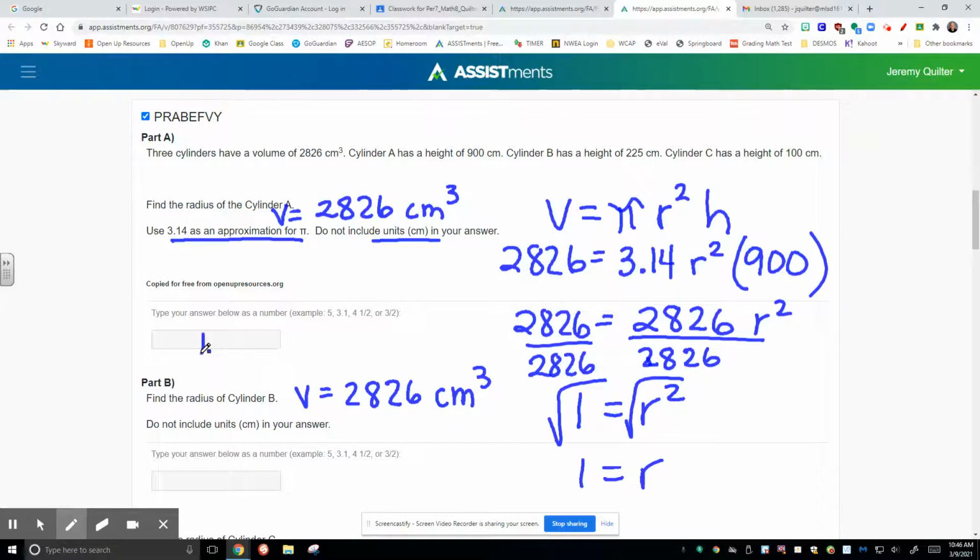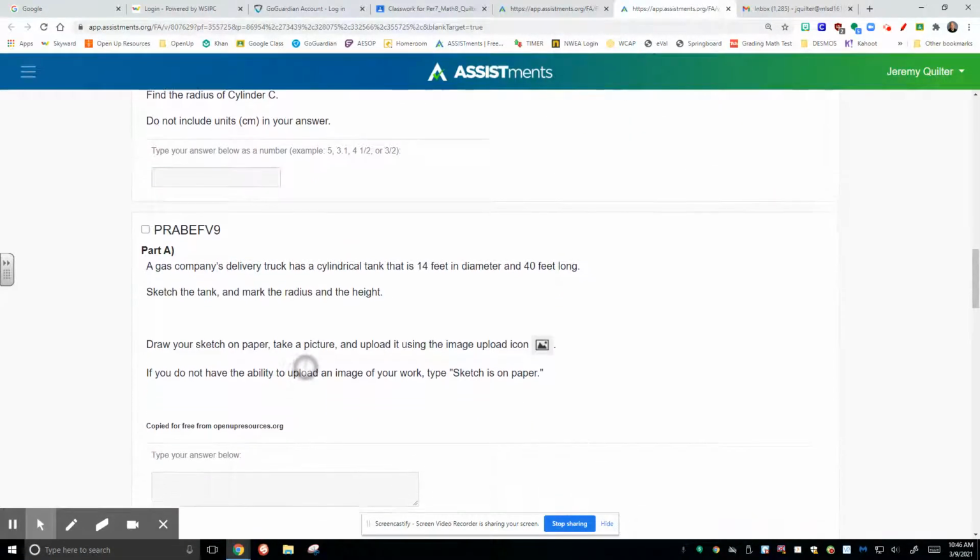But this is the same kind of work that we're going to do with each of the rest of them for B and C. The end piece of this is if we have a squared value, we have to take the square root to be able to justify what that value is. Okay, so you've got B and C in that one.